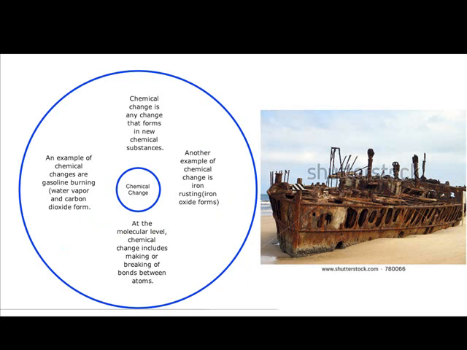There's another kind of change which is called a chemical change. Here is where the material physically changes what it is. For example, if you burn gasoline, it turns into water vapor and carbon dioxide. The gasoline molecules have blown apart and they have reassembled into two new substances, which are water and carbon dioxide. So a chemical change is when you actually change into a new substance.